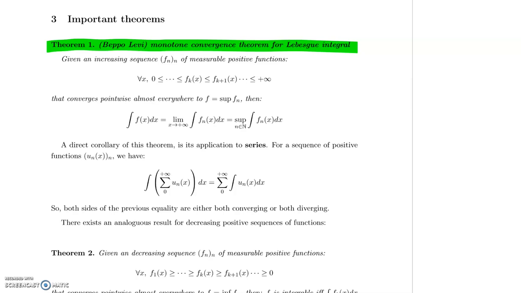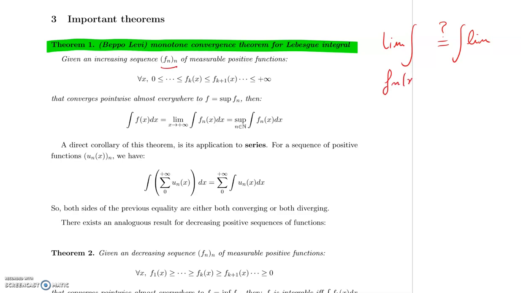So what are we talking about? It's this idea where we want to be able to exchange the limit and the integral sign. That gives you some conditions when you can say that the limit of the integral is equal to the integral of the limit. The limit of what? The limit of a sequence of functions.